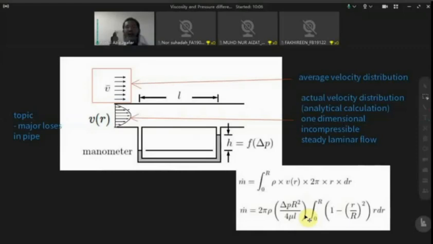R is equal to the diameter divided by 2. So if you look at the equation after we replace the distribution of local velocity, we find that the mass flow rate can be determined if we know the pressure difference, the fluid property, which is the dynamic viscosity, and the geometrical properties of the tube, which is the diameter or the radius of the pipe.